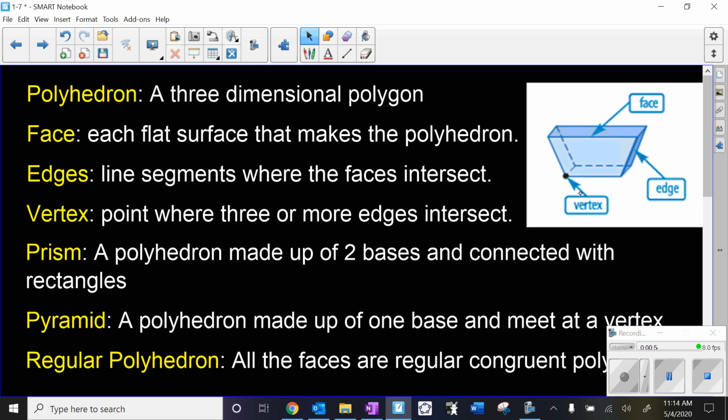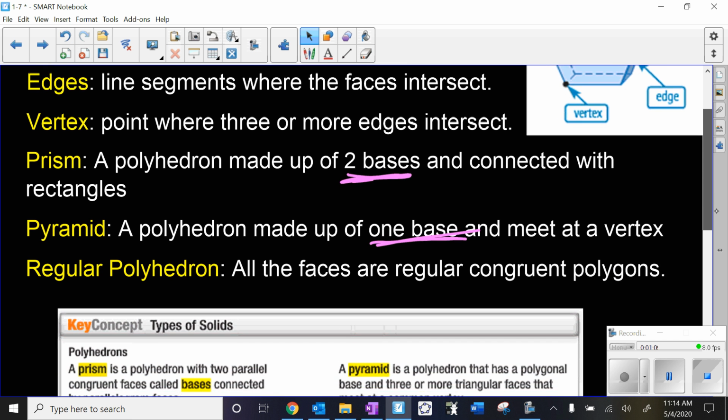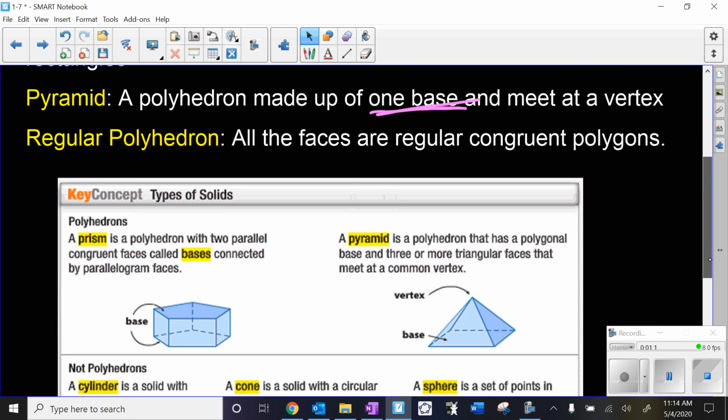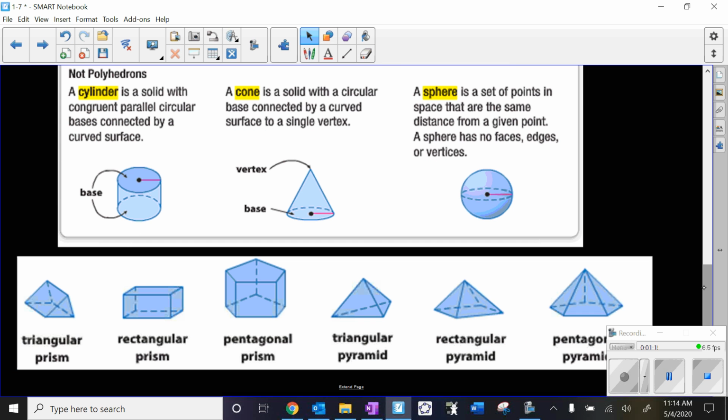A prism, like I said, one of the more important parts, is made up of two bases. That's the most important part within a prism. A pyramid is made up of one base. A regular polyhedron, we're just saying, is made up of all regular congruent polygons. Finally, last thing that you'll want to know is that we actually name our prisms and pyramids by our base.